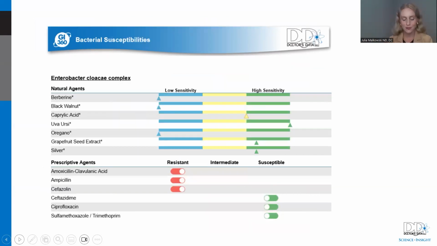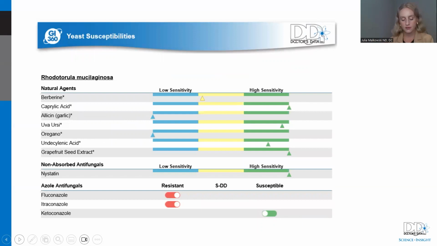We will take a look at the bacterial sensitivities and susceptibilities here. With regards to the Enterobacter species, you have your choice of natural and prescriptive agents as treatment guidelines. With regards to the natural agents, you'd like to use the high sensitivity agents, potentially 2 of them, and you have your choice of prescriptive agents as well, choosing the susceptible agents. You have that same information here for the yeast, again, the natural agents, and then with the antifungals, you have the non-absorbed antifungal and the azole antifungal options. So here you have the treatment guidelines directly from the yeast and bacteria that were cultured in your patient's sample.